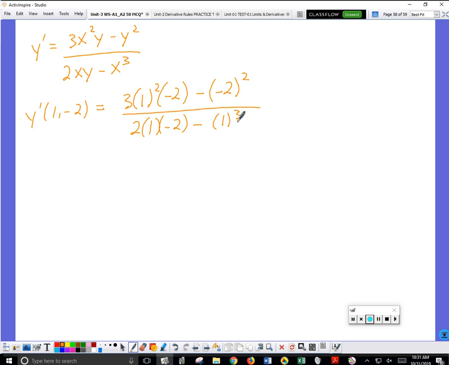So now just do the arithmetic. This is going to be negative 6. That's positive 4, that makes it negative again. This is negative 4. So I get negative 10, divided by negative 5, I get positive 2. Question?